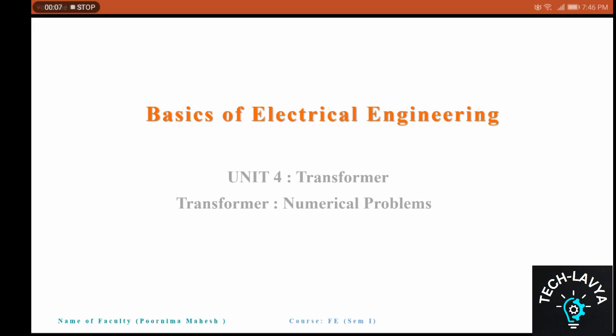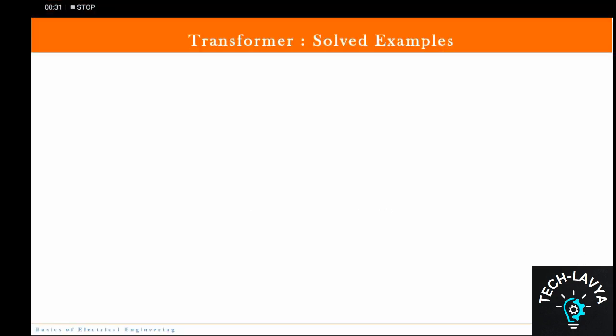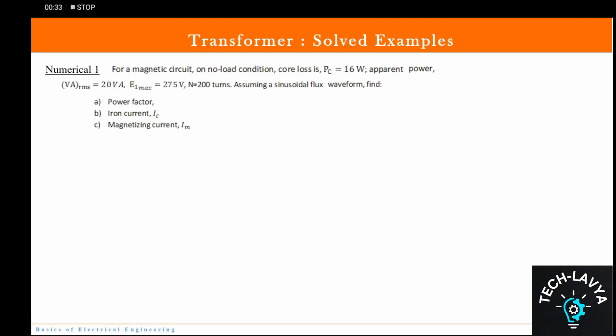Now today the topic is we are going to solve a few numerical problems based on the unit transformer. Now these numericals are very important for our examination, and the numericals which we have taken for this lecture are taken from previous year's examination question papers only. So please pay attention. Okay, so let us see what is our first numerical for today's class.